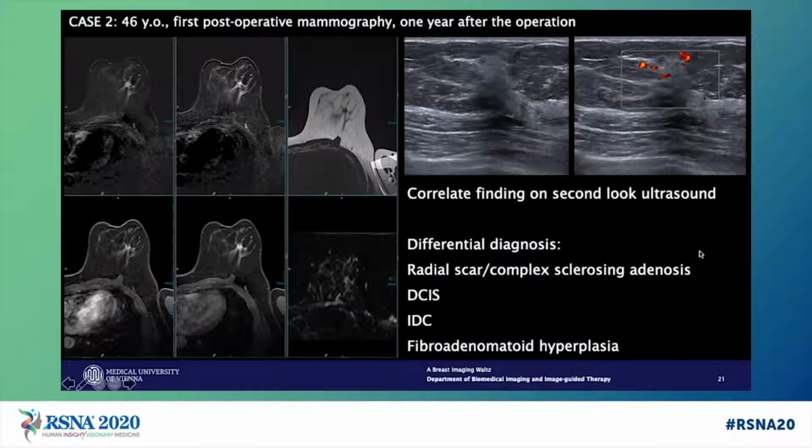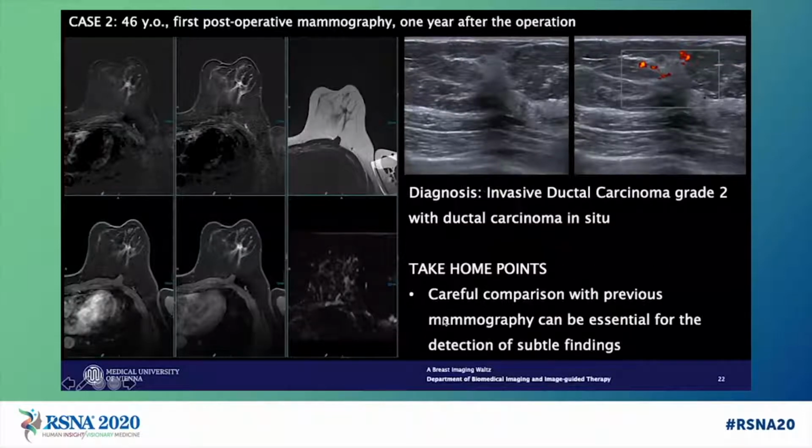on ultrasound. I think all these lesions come into question as differential diagnosis for the MRI aspect, but of course, considering the fast changes in mammography, some malignant finding is likely. And actually at biopsy, we identified an invasive ductal carcinoma grade 2 with ductal carcinoma in situ. A careful comparison with previous imaging is always important, and it might help you not overlook subtle findings or pay more attention to subtle new findings.